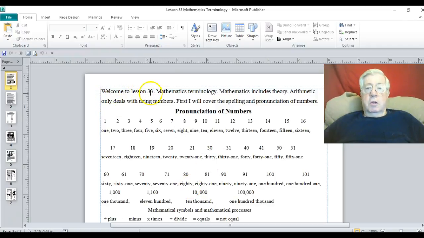Welcome to Lesson 33, Mathematics Terminology. Mathematics includes theory. Arithmetic only deals with using numbers. First, I will cover the spelling and pronunciation of numbers.